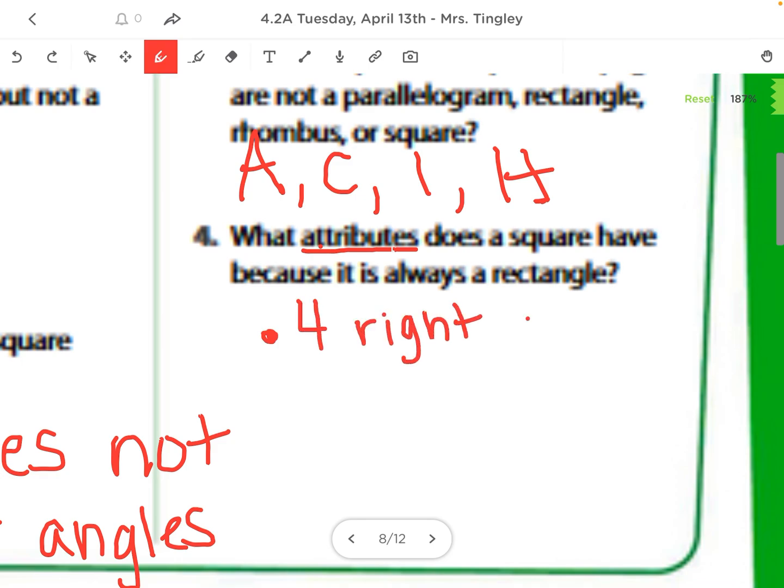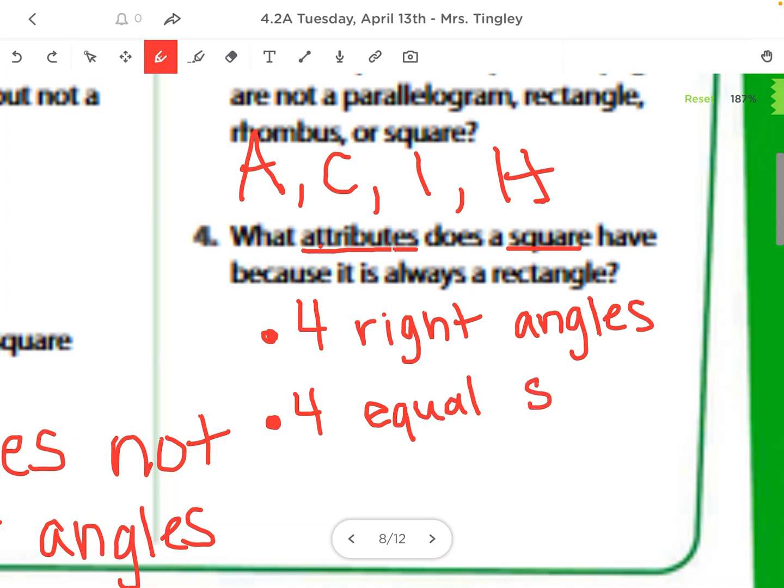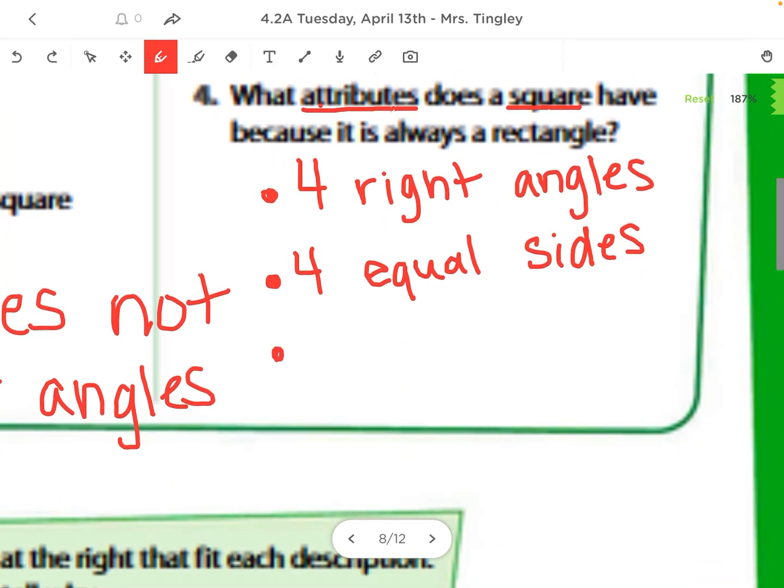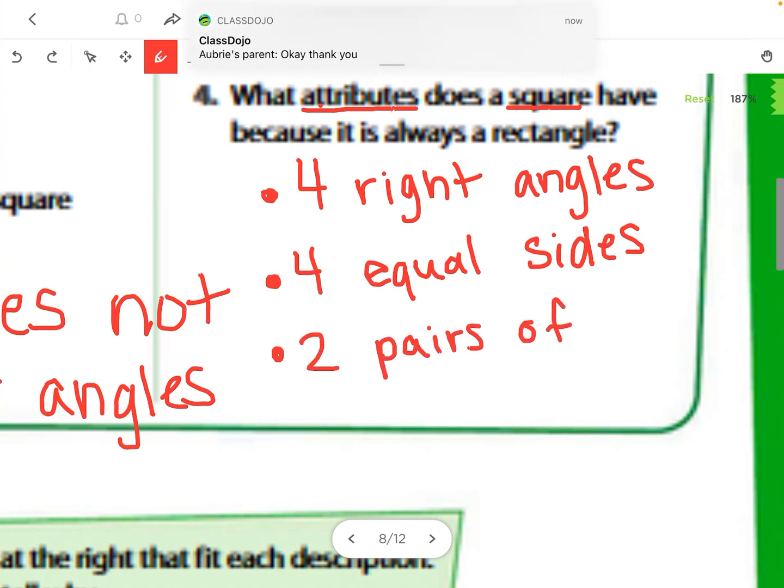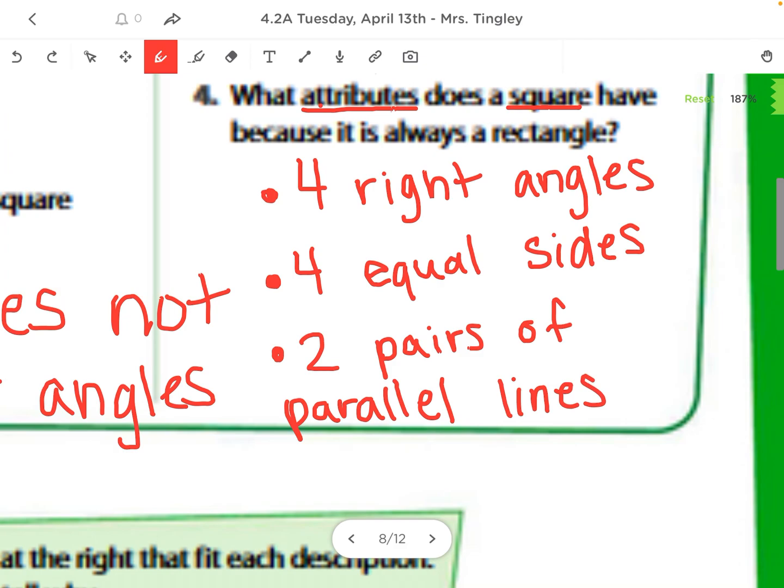We'll just make a bulleted list here. It has 4 right angles. It also has, think of a square in all the sides, 4 equal sides. The last thing that it has is 2 pairs of parallel lines.